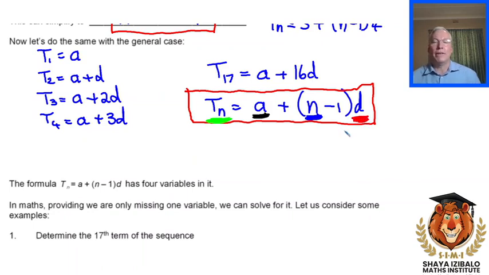Now in mathematics, if we have an equation with some variables in, as long as there's only one variable that we don't know, and we know all the other ones, then we can solve for it. And so before we go any further, we're actually going to dive back into some maths that we've done previously, and we're going to look at solving equations, just to remind ourselves how this works.